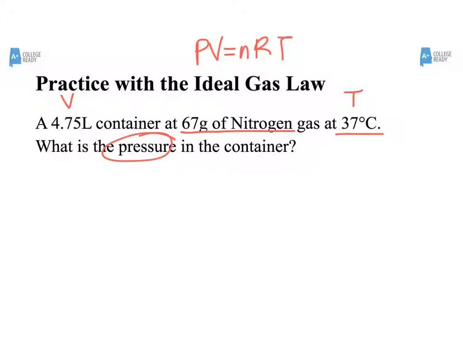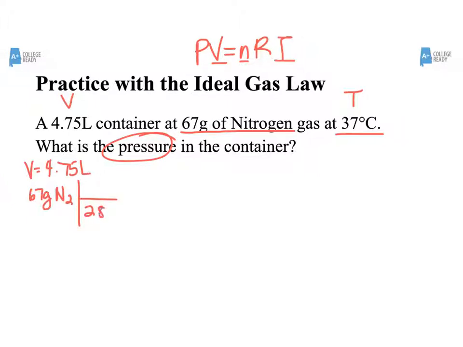So we know the temperature, we know the volume, and we can potentially get the moles, and that's going to allow us to solve for pressure. But we have some issues right now. So let's start with what we know. The volume is equal to 4.75 liters. We know that we have 67 grams of nitrogen. Here's the problem: that needs to be in moles. So we're going to convert that into moles.